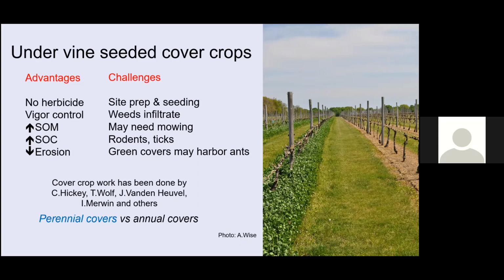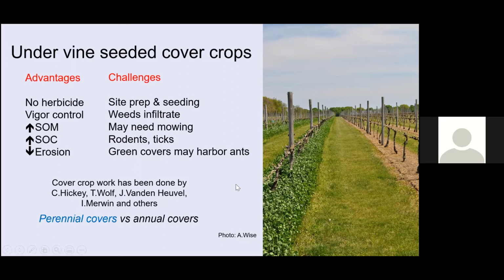And finally, green covers may harbor ants. Ants tend mealybugs, and mealybugs, at least in New York, are one of the big transmitters of leaf roll virus. So we've always contemplated whether discouraging or controlling ants would actually help to control mealybugs, because leaf roll is quite a problem on Long Island and elsewhere in New York.